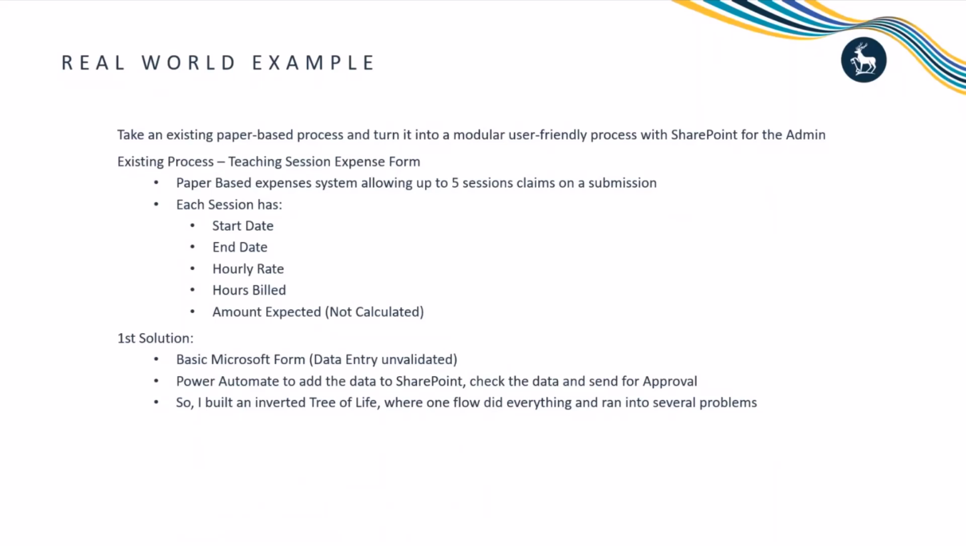And so we did what absolutely everybody else did in the world. We built a basic system around Microsoft Forms, with no data validation, because it was a Microsoft Basic Form and SharePoint. Our flow took it to SharePoint, put the data in, then it tried to check the data validity, then it sent it out for approval. So like everybody else, we ended up with an inverted tree of life where one flow did everything, and we ran into a big bunch of problems.